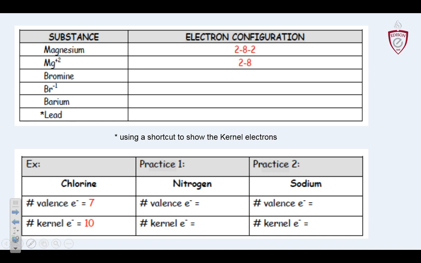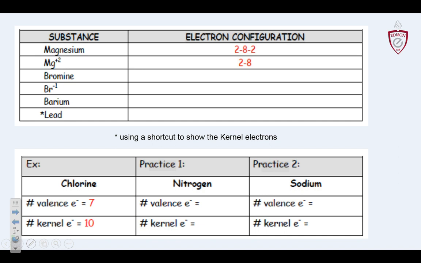Right. So my original base was 2, 8, 18, 7. And if I gain one more electron, it's going to go on the outside ring. That's where it's going to fill, because the other ones are all full. So now it's going to go to 2, 8, 18, 8. Gotcha. Okay, so 2-8-18-8.